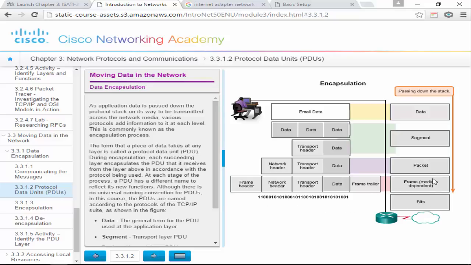They create frames, which carry packets, and that's what you can see right here, right? That's what it's trying to show you. This is the complete frame. So we have a frame header, a frame trailer, a network header, transport header, and then the data.